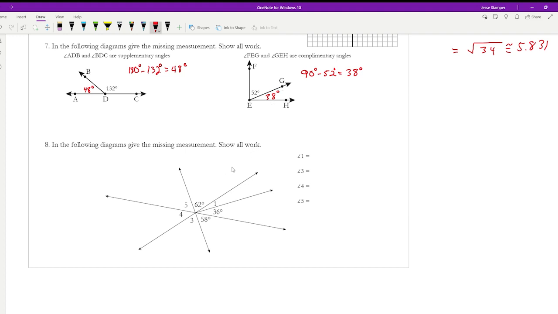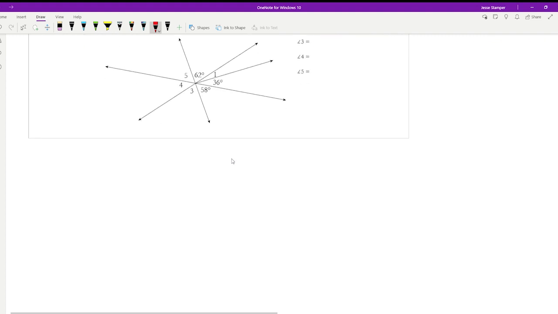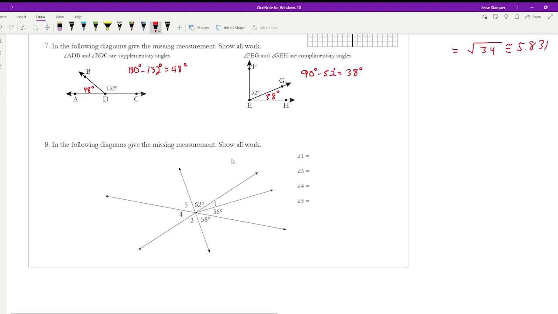Now, number 8, I gave you some straight lines that intersected with another line that starts at the intersection and goes outward. I gave you 3 of the angles, and I wanted you to find the other 4. Right away, you should use the vertical angle definition and say angle 3 and 62 degrees are vertical angles, so they have to be the same measurement. So we got 62 degrees on number 3. Right away, angle 5 and 58 degrees are vertical angles, so we can write down angle 5 equals 58 degrees.